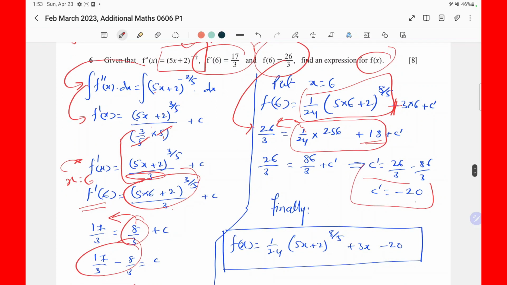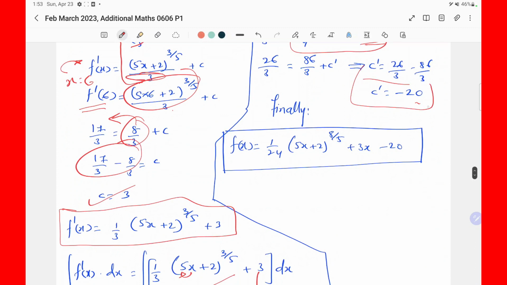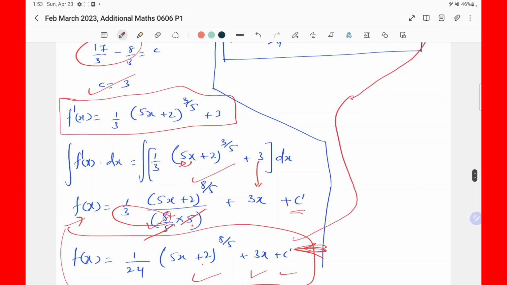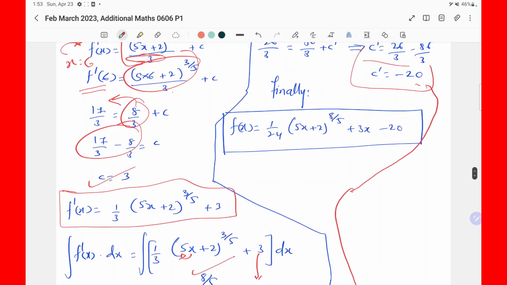Just put c dash back over here. Everything remains the same, only c dash you have to write. So finally our answer should be 1 over 24 times (5x + 2) to the power 8 over 5, plus 3x minus 20.